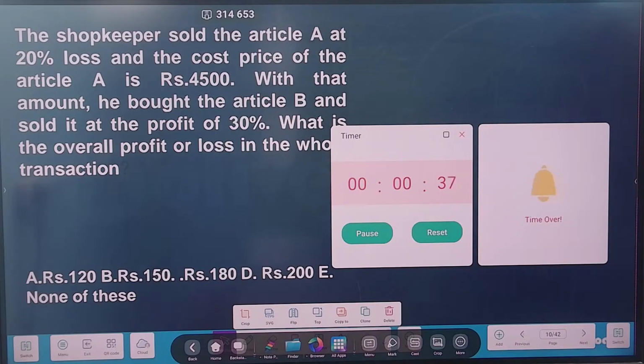Come on, guys, I'm giving you much more time. If you can solve, please solve. Okay, let me know.